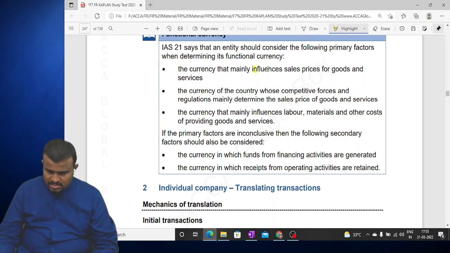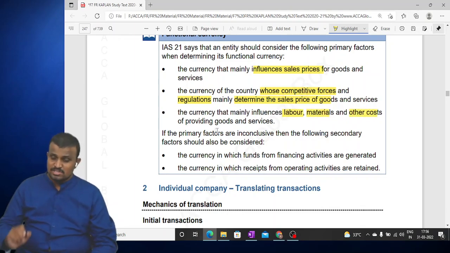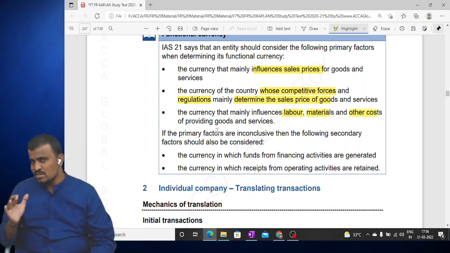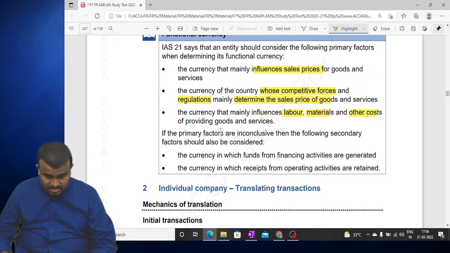The currency that mainly influences the selling price of goods, and the currency of the country whose competitive forces and regulations mainly determine the selling price of goods or services, and which affect the labor, material, and other cost. So simply said, the selling prices, labor, material, other costs are denominated in which currency and settled in which currency. That is the functional currency.